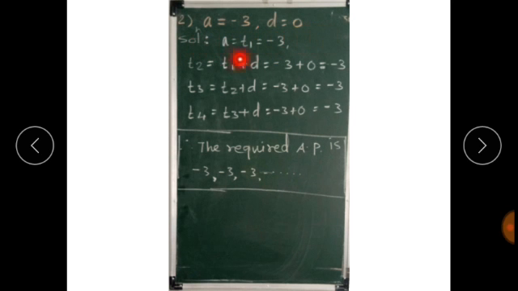a is equal to T1 is equal to minus 3. Therefore, T2 is equal to T1 plus d. So, minus 3 plus 0, minus 3. T3 is equal to T2 plus d. Here T2 is minus 3 plus d is 0, minus 3. Similarly, T4 is also minus 3. Therefore, the required AP is minus 3, minus 3, minus 3 and so on.